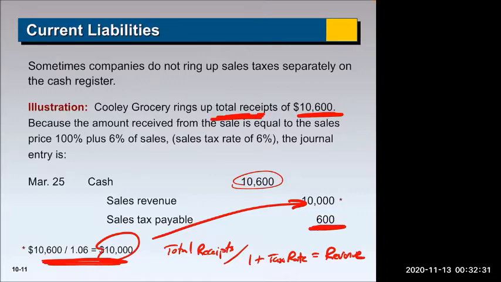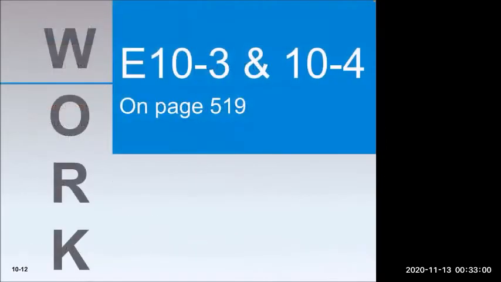So be careful, because a lot of people want to do this. They want to take, oh, it's 10,600, so let's multiply it by 6%, and that gives us our sales taxes. No, that gives you sales taxes on 10,600. So don't do that. It's a common mistake, but just understand that I want to back out how much of that was the actual sales versus what was the sales taxes. The 10,600 is 100% of the sales plus 6% sales tax. That's sort of the reason behind that.